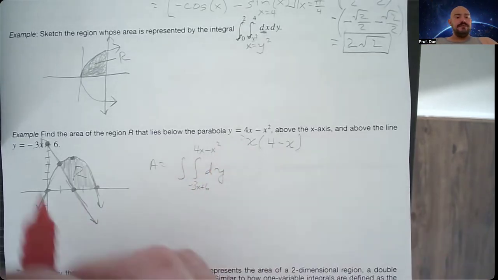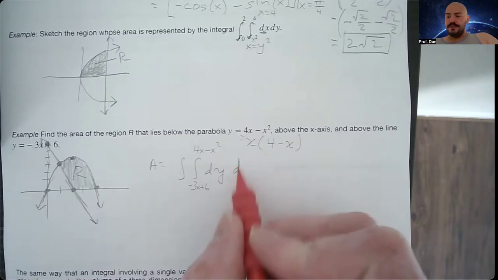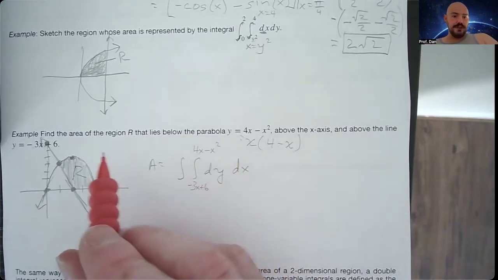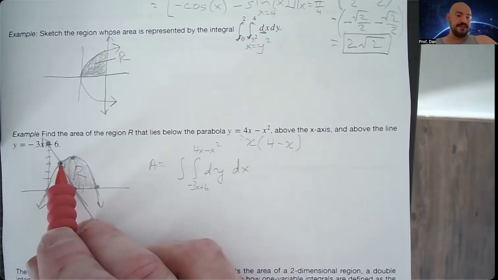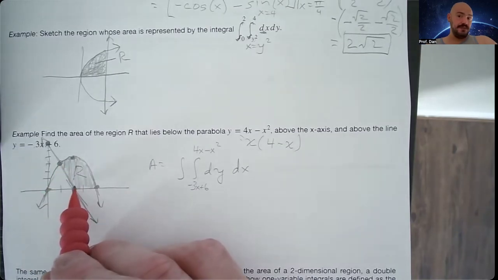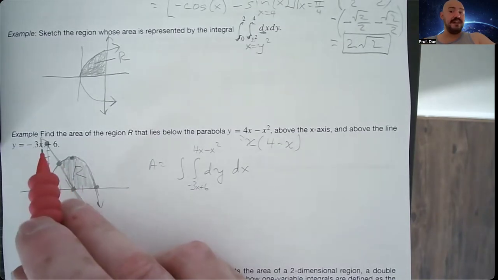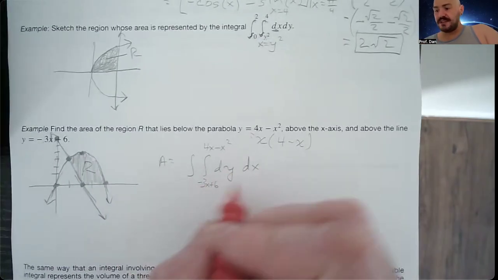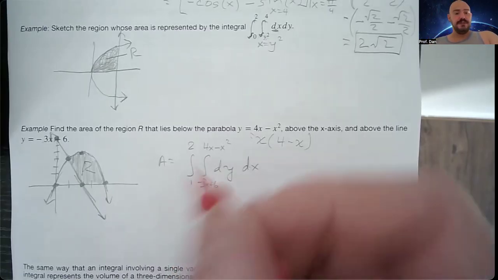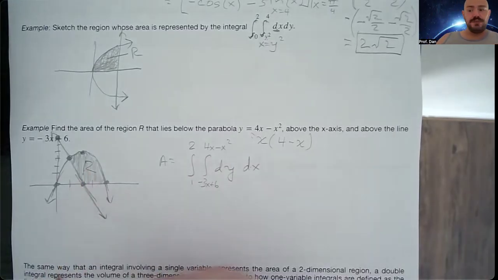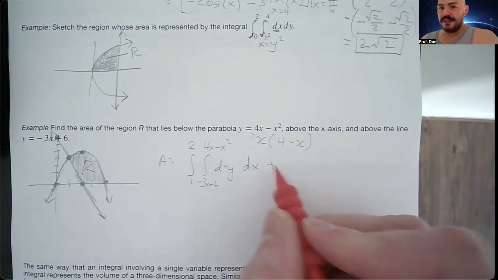Keep in mind, though, this only works for values of x that are between positive 1, that's that point of intersection, and positive 2, that's the y-intercept for the line. So the bounds for our dx integral are going to be from 1 to 2. Now, if I want to get the rest of the region, I have to write a second double integral.